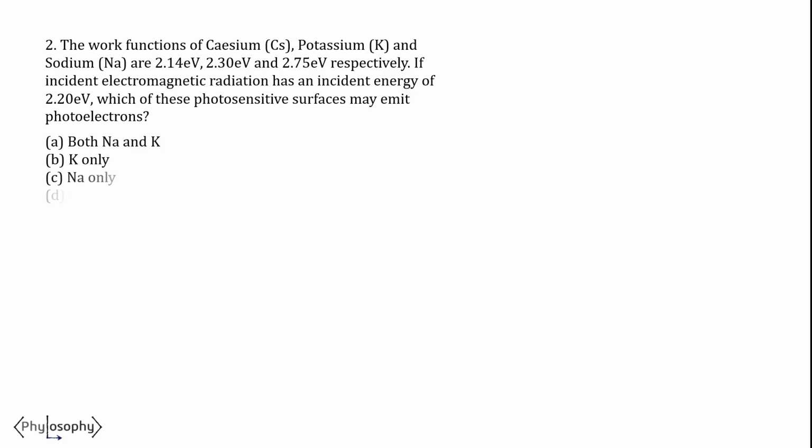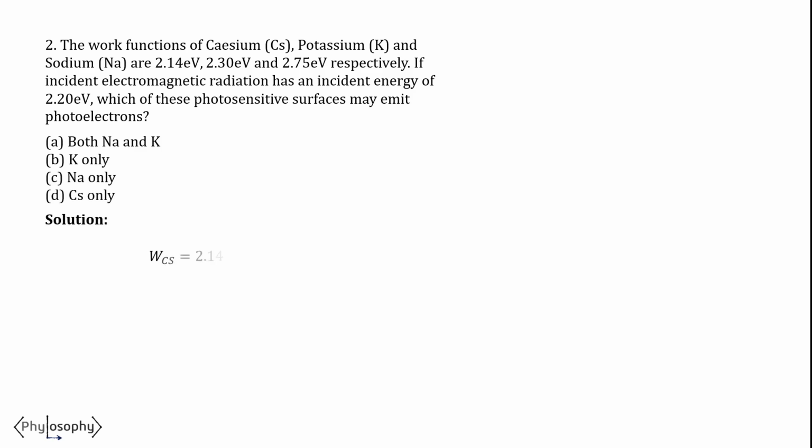Now let's solve our next problem. Our next problem is: the work function of cesium, potassium and sodium are 2.14 electron volt, 2.30 electron volt and 2.75 electron volt respectively. If incident electromagnetic radiation has an incident energy of 2.20 electron volt, which of these photosensitive surfaces may emit photoelectrons? And 4 options are given.